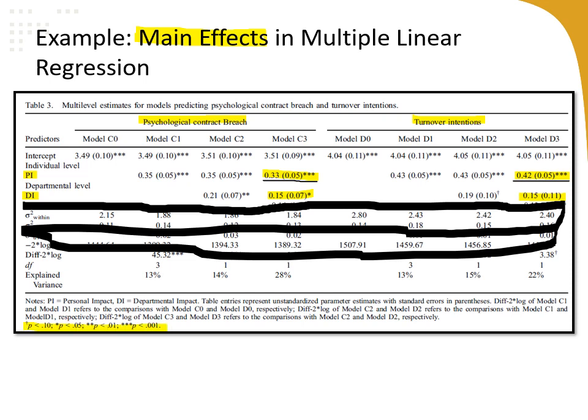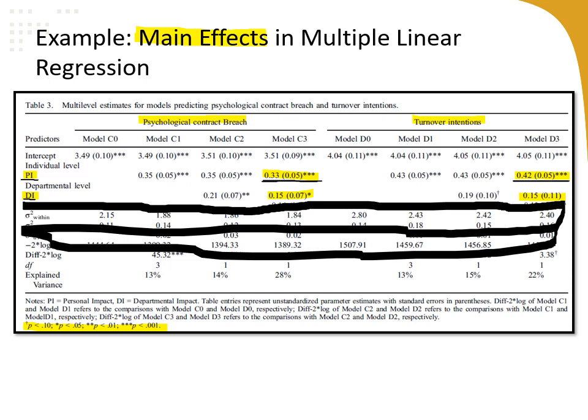And this is even after controlling for departmental impact. So again, those who experience a higher individual level or personal impact of budget cuts tend to have significantly higher psychological contract breach and turnover intentions, even after controlling for the departmental impact of budget cuts. So this relationship holds up even after you control for what's going on in their department.